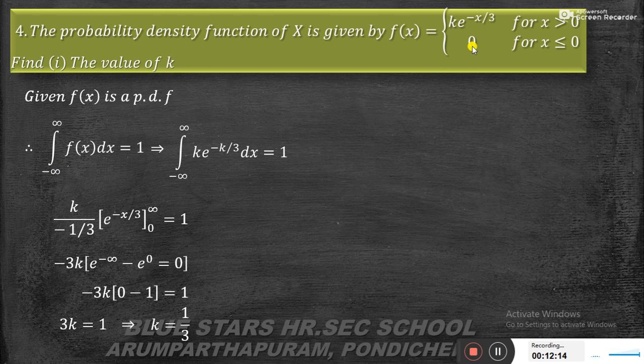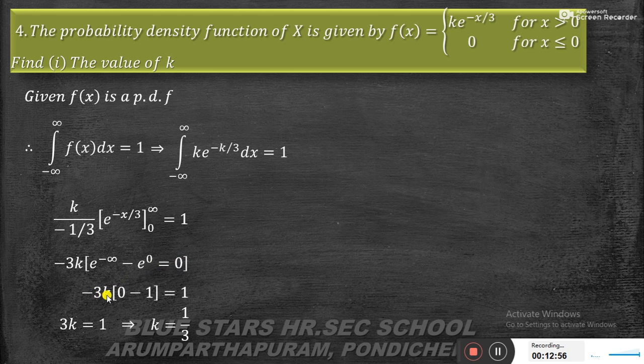Minus infinity to 0 means the function is 0. 0 to infinity means the function is k e power minus x by 3. So 0 to infinity k e power minus x by 3 dx equals 1. So the next step, I integrate this: integration of e power minus x by 3 means e power minus x by 3 by minus 1 by 3. So k by minus 1 by 3 into e power minus x by 3, I substitute the limit 0 to infinity equals 1. So this minus 1 by 3 I write as minus 3k into, I substitute the upper limit e power minus infinity minus e power 0. So the right hand side is 1, and the bracket will come here.